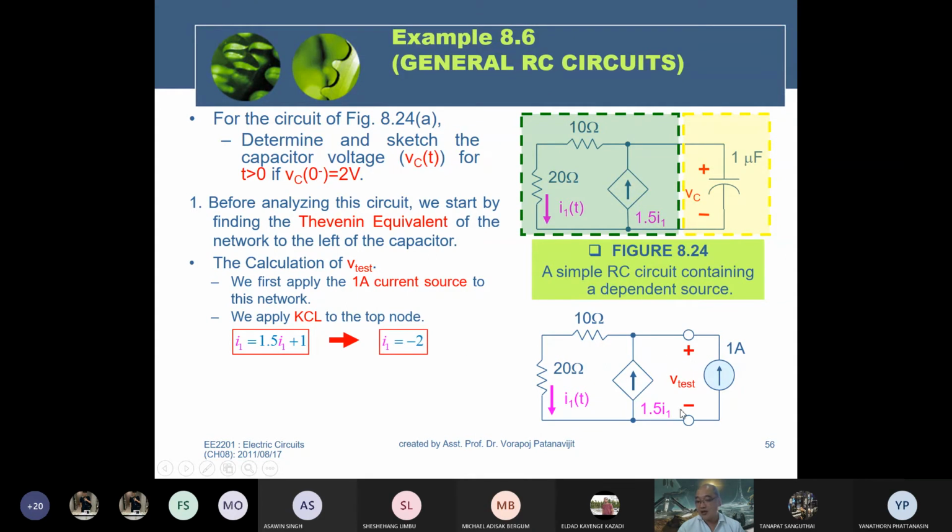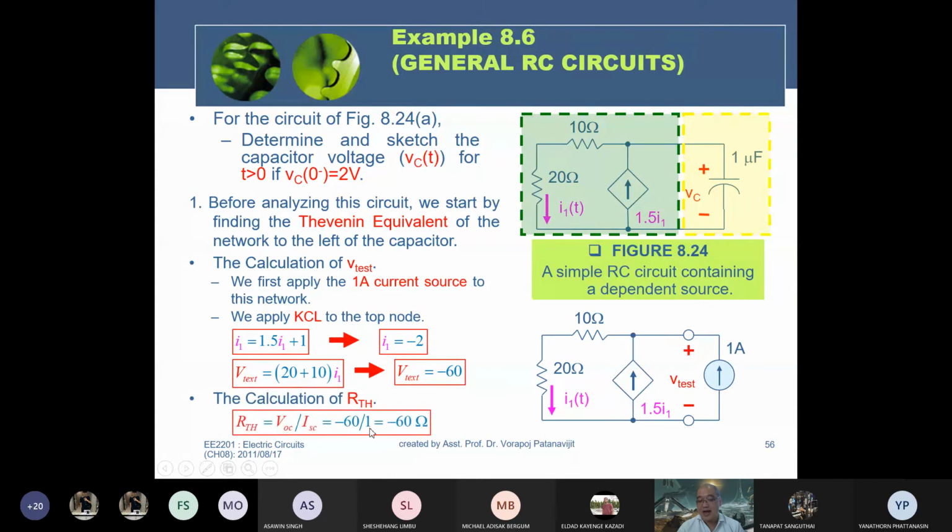The key is that you don't want to find I. You would like to find the voltage across this terminal, or the voltage at this node. If you know I1, you can find the voltage across them. The voltage V equals I1 multiplied by R. R equals 30, 20 plus 1. Therefore, in this case, it gives you V test equal to minus 60. After you get minus 60, it means R equivalent equals V divided by I.